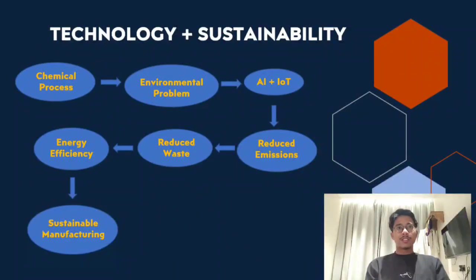This diagram illustrates the relationship between industrial processes, environmental problems, and technology solutions. By combining AI and IoT, industries can continuously monitor operations, optimize production processes, reduce pollution, minimize waste, and improve energy efficiency. Ultimately, these technologies support sustainable manufacturing while maintaining productivity and environmental compliance.